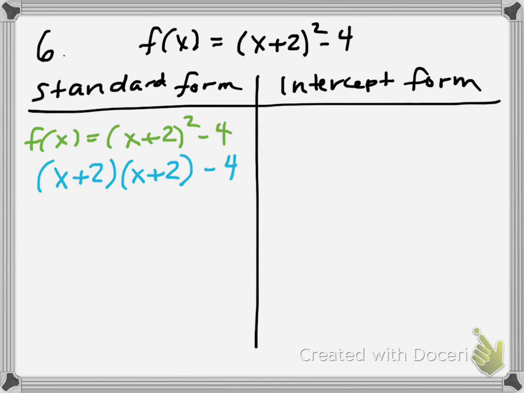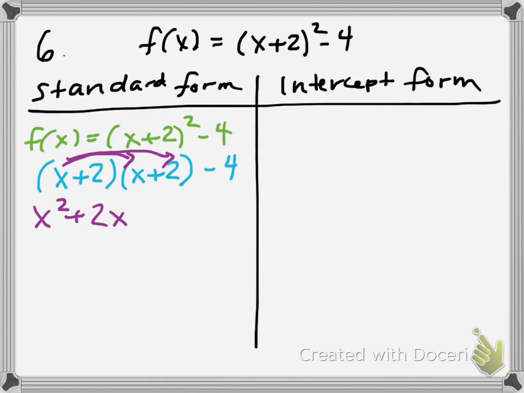So if I need to multiply a binomial and another binomial, you can either use a box method or distributing. I'm going to choose distributing. So I need to distribute the x to both terms in the second parentheses. X times x is x squared. Distributing the x to the next term, x times 2 is 2x.